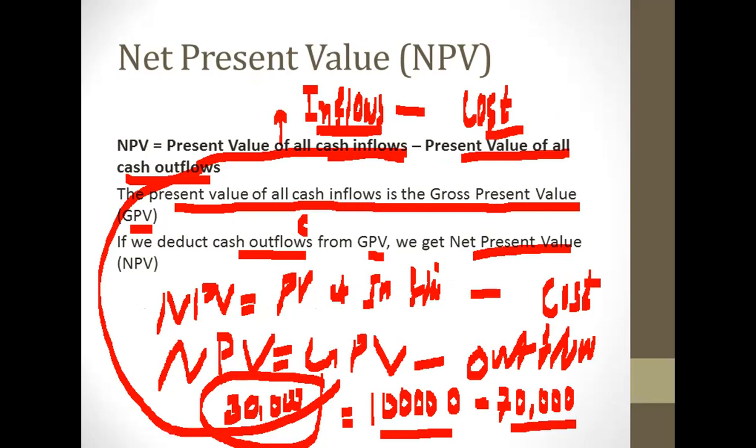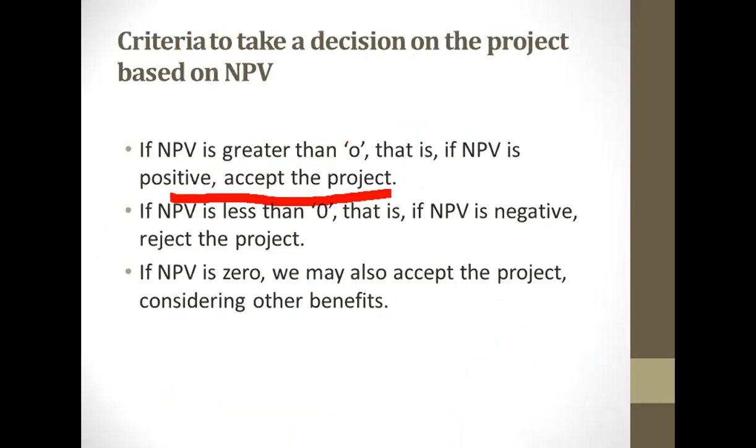Then there is a surplus of 30,000. So you can go with the project. You can proceed with the project. That's the meaning. So if NPV is greater than 0, or if NPV is positive, accept the project.